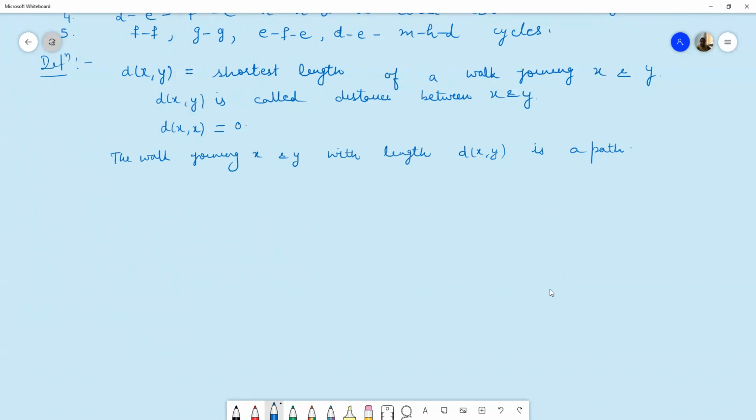So for example, we can draw this graph. This graph has 7 vertices. Let us say these are the 7 vertices A, B, C, D, E, F, G. Now in this graph, there is no walk from the vertex B to vertex G. So it is a disconnected graph. Because there is no walk from this to this vertex, similarly C to D, C to G, and so on.